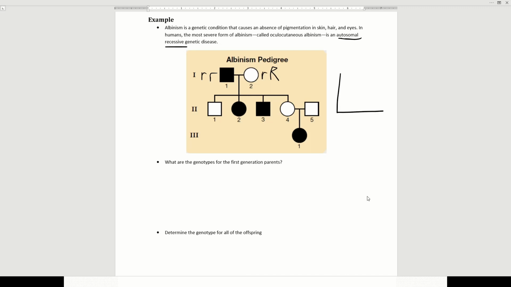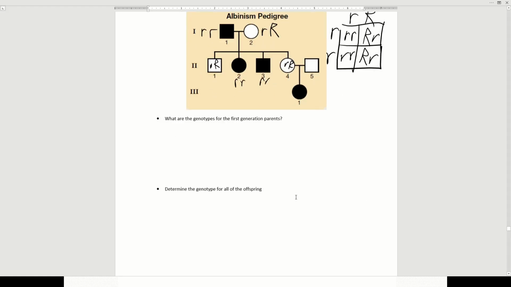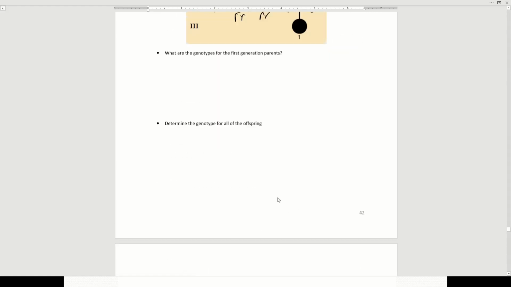Genotypes of the offspring, if we do a pedigree chart. Right, so little r down, big R, and across like that. So the kids that have it are like this, and then the kids that don't have it are carriers. Okay, any more questions? Nope.